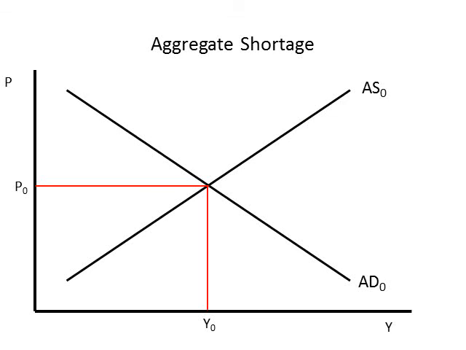For price levels that are below the equilibrium price level P sub 0, there will be a shortage. For example, at price level 1, the quantity demanded exceeds the quantity supplied, YS, creating a shortage.